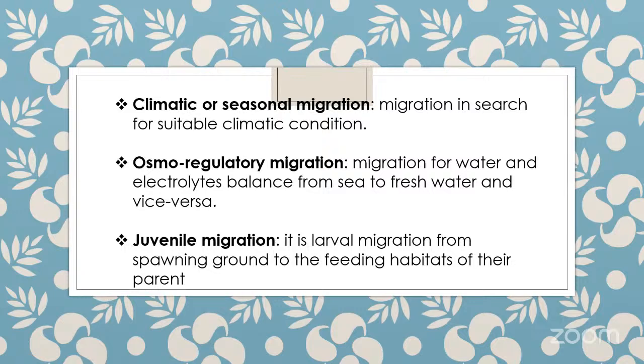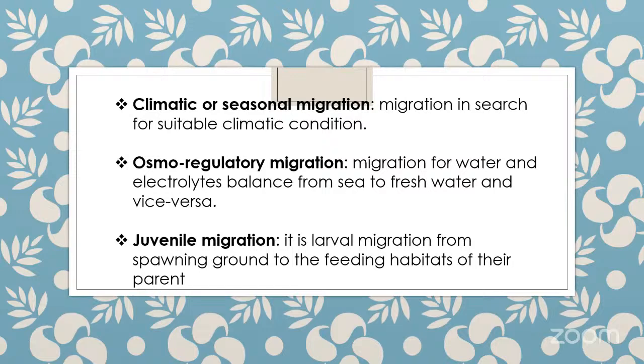Next, coming to osmoregulatory migration. Migration for water and to balance the electrolytes from sea to fresh water and vice versa. That means if there is not enough water in that particular area or the electrolytes are not balanced enough in that water, then in that condition also fish move either from sea to fresh water or from fresh water to sea.